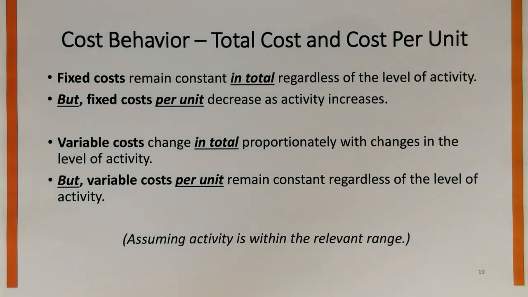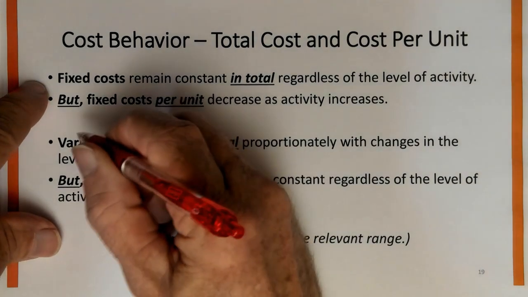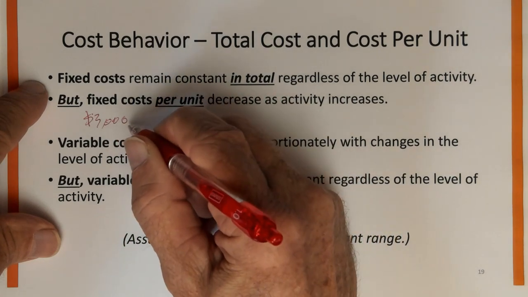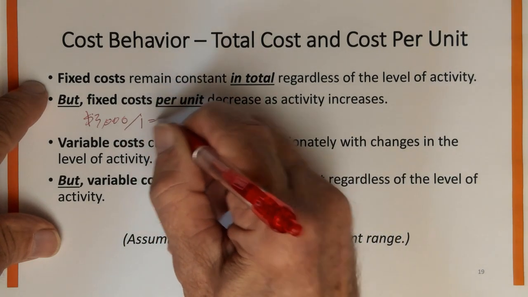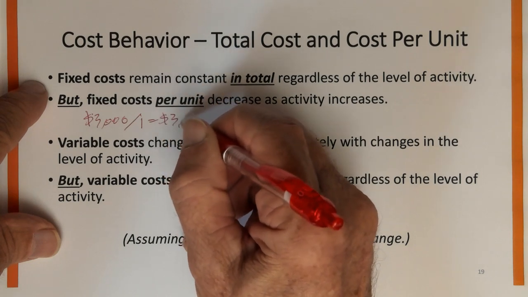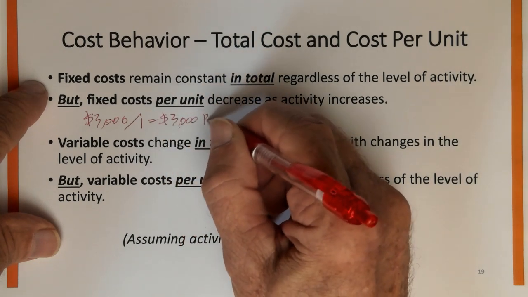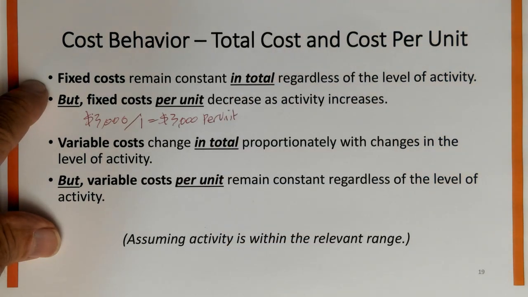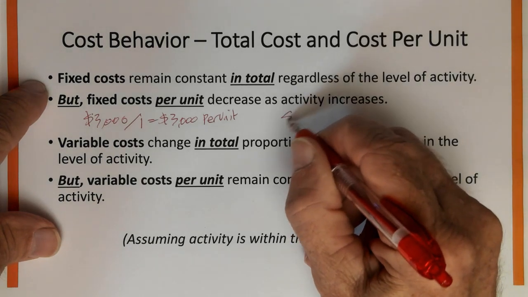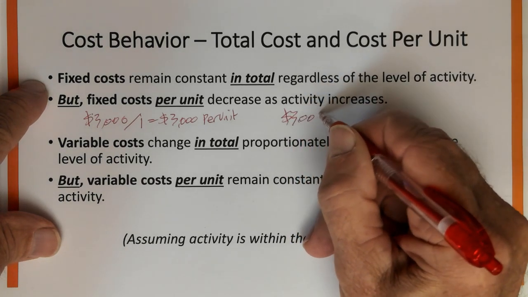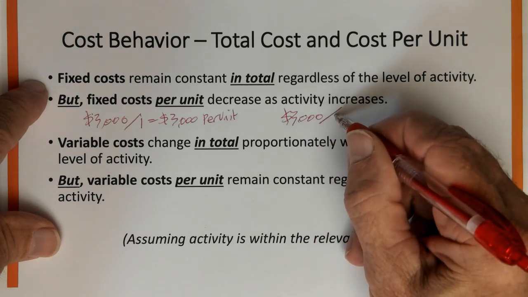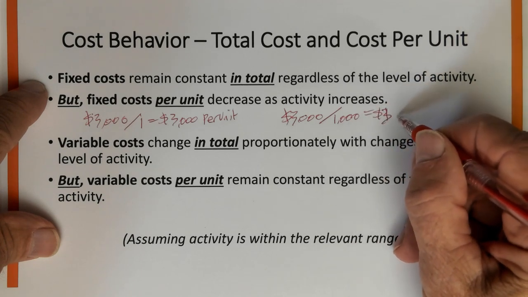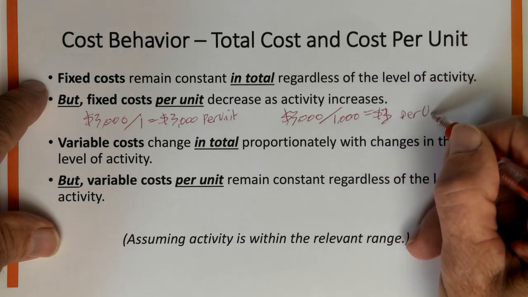For example, with our birdhouse company, if they produce just one unit, we could take the $3,000 in factory rent, divide it by one unit, and what we get is $3,000 per unit, per birdhouse for the rent. On the other hand, if they produce 1,000 units, we get the $3,000 in rent cost, divide by 1,000 units, and that equals $3 per unit.